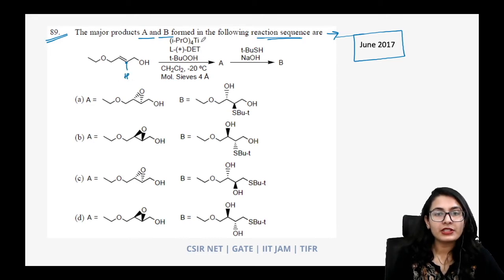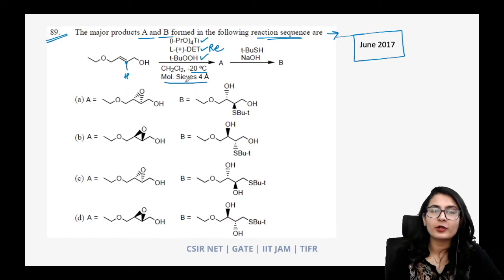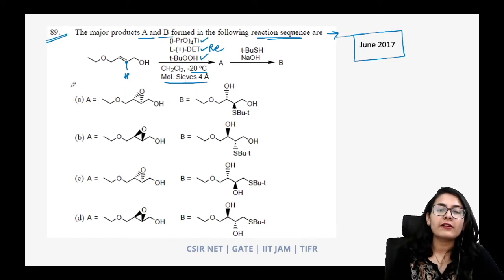Look at the reagent. Once again, titanium tetraisopropoxide, L plus DET gives you re-facial epoxidation. Oxygen source. CH2Cl2 is just a solvent. Minus 20 degrees centigrade. Look at this. Molecular sieves 4 angstrom, that is just for absorption of moisture. Okay, everything sorted. Just find out the R and S.